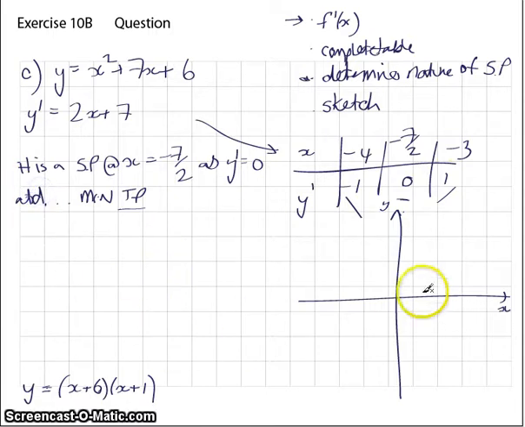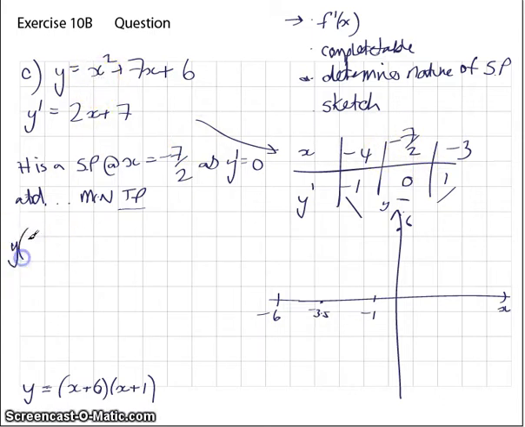Now we're going to put all that information into a sketch. We've factorised it down here so I can see that I've got at minus 1 and at minus 6 I've got roots. At minus 7 over 2, which is minus 3.5, is where I'm going to have my minimum point. When x is 0, my y-intercept is going to be up here at 6.